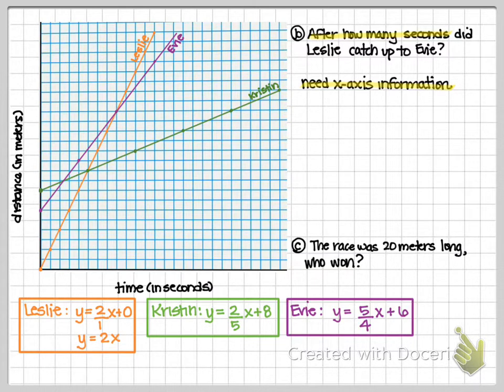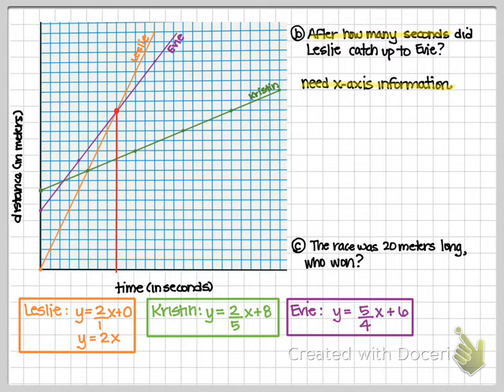If I take a look at it, it looks like they intersect. I'm going to put a red dot where they both intersect, where orange and purple come together. But what I care about here is the seconds, not the distance, just the seconds. So I'm going to go straight down to the x-axis to try to figure out what that is.